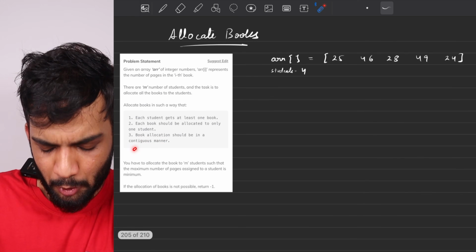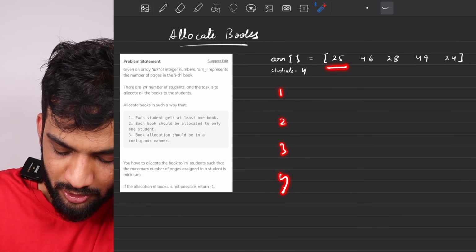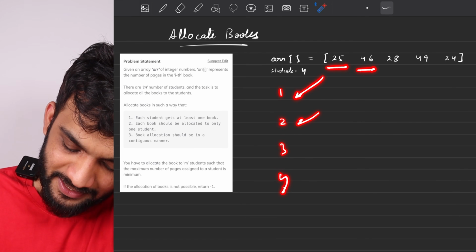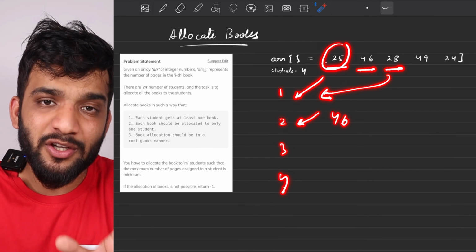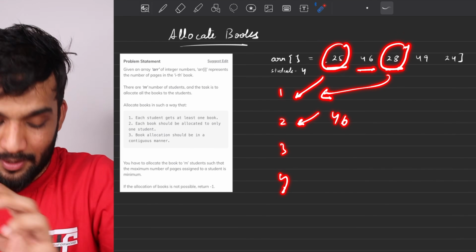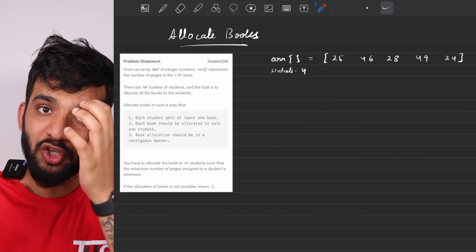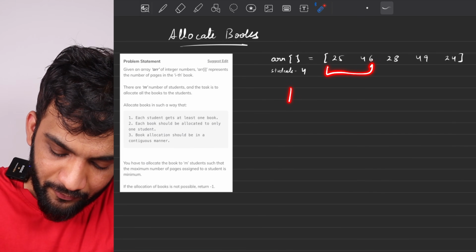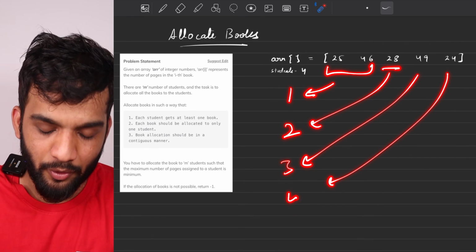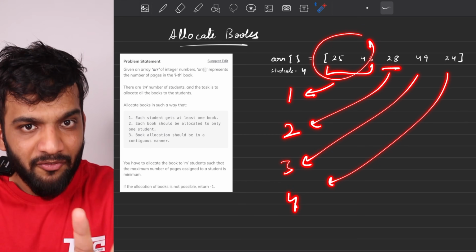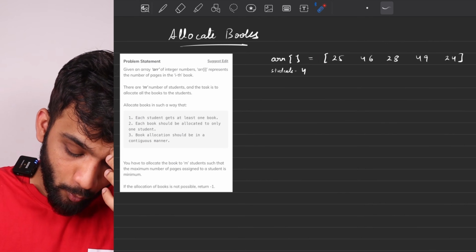What is the next one? Book allocation should be done in a contiguous manner. So you're given 1, 2, 3, 4, like 4 students. You can give 25 here. You can give 46 here. But then you cannot give 28 here. Why? Because 25 was given to 1 and then 28 was given to 1, and they're not in a contiguous manner. Thereby, this is not possible. You have to make sure that you either give 25, 46 to 1 and then move ahead and give 28 to 2, and then to 3 you can give 49 and then 24 to 4. That is possible. But you have to make sure that you give books in a contiguous manner. So these are the 3 conditions that you have to keep in mind while allocating books.